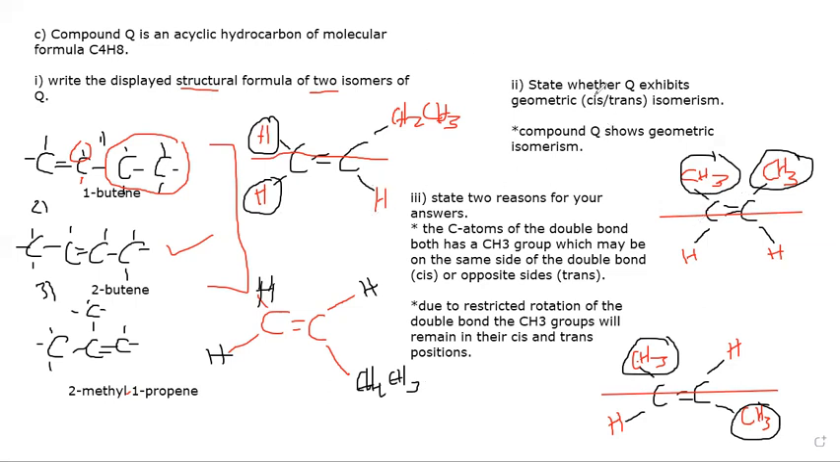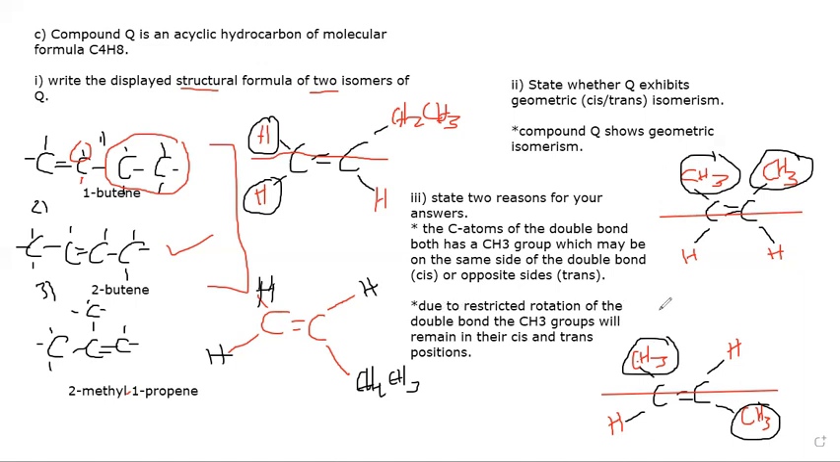All right. So as the question said, state if it exhibits geometric isomerism. The answer is yes. And two reasons. The first reason: the carbon atoms of the double bond both have a methyl group in common. So they both have a methyl group, which means that at some point they will be on the same side of the double bond, and in another butene molecule, they will be on the opposite sides. Good. So for that reason, you can have cis and you can have trans.